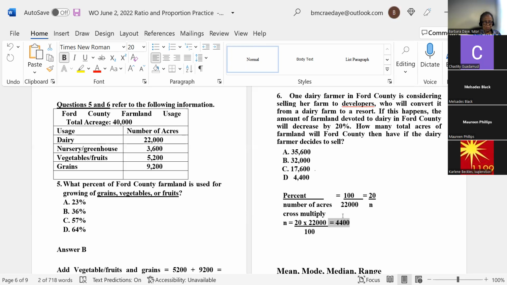So that represents the number of acres that would be devoted, what would be used for a resort. So if that person sold to a developer, that's how many acres would be used. But the question says, how many total acres would you have if the dairy farmer decides to sell? Maureen, how would you find the total left?